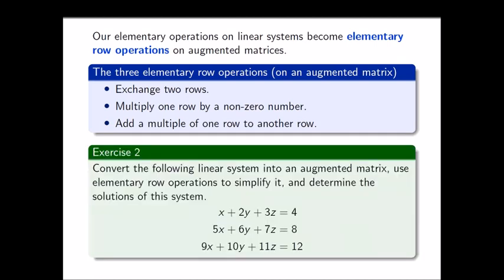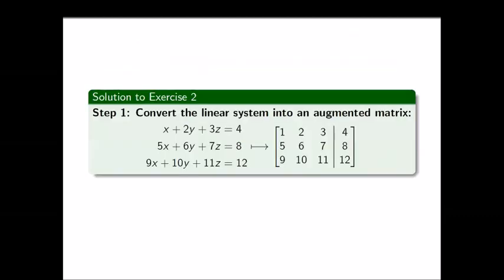So to understand this, we're going to solve this exercise. We're given this system of linear equations that we saw on the last page, and we want to convert the system into an augmented matrix, use elementary row operations to simplify it, and then determine the solutions to the system. Okay, so we're basically going to break this into three steps.